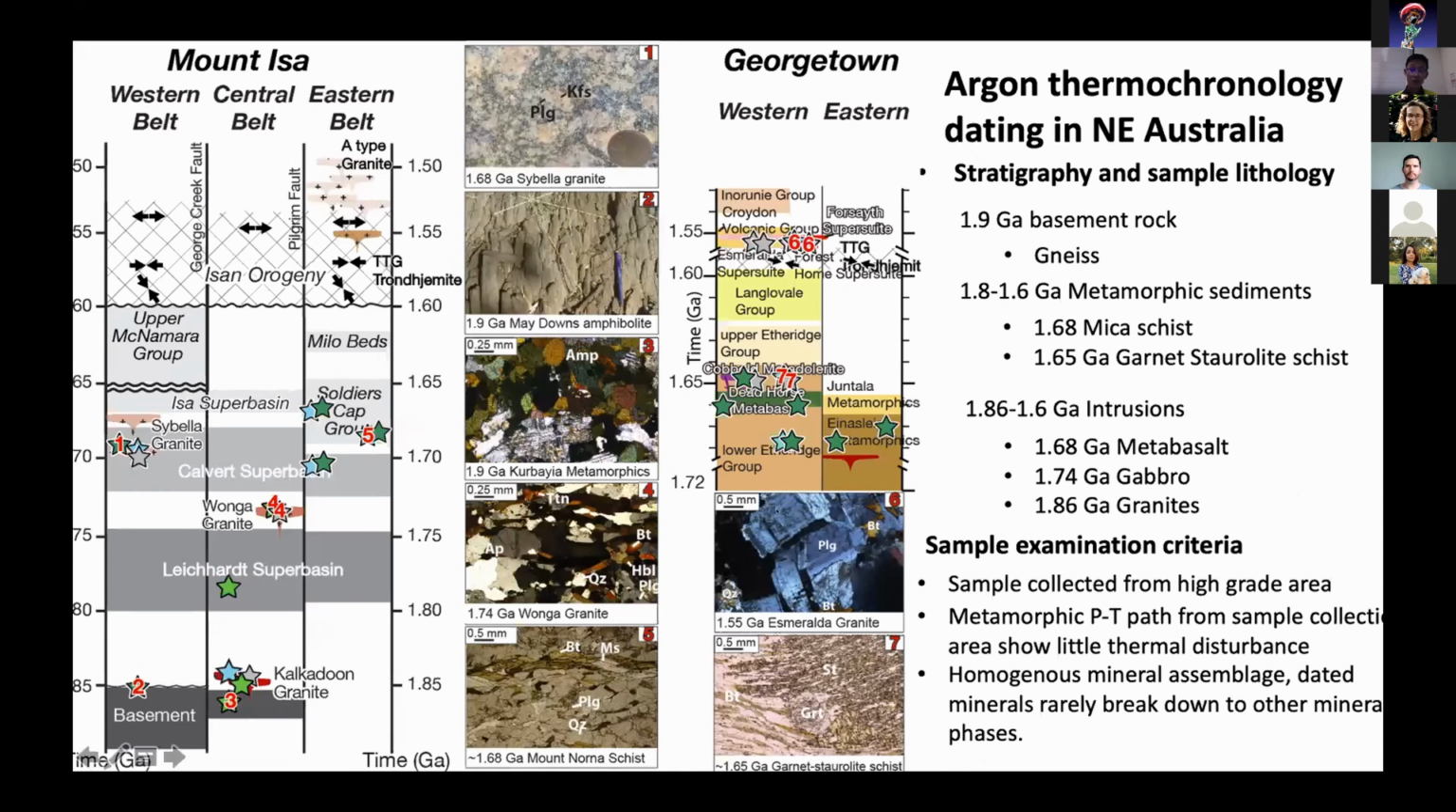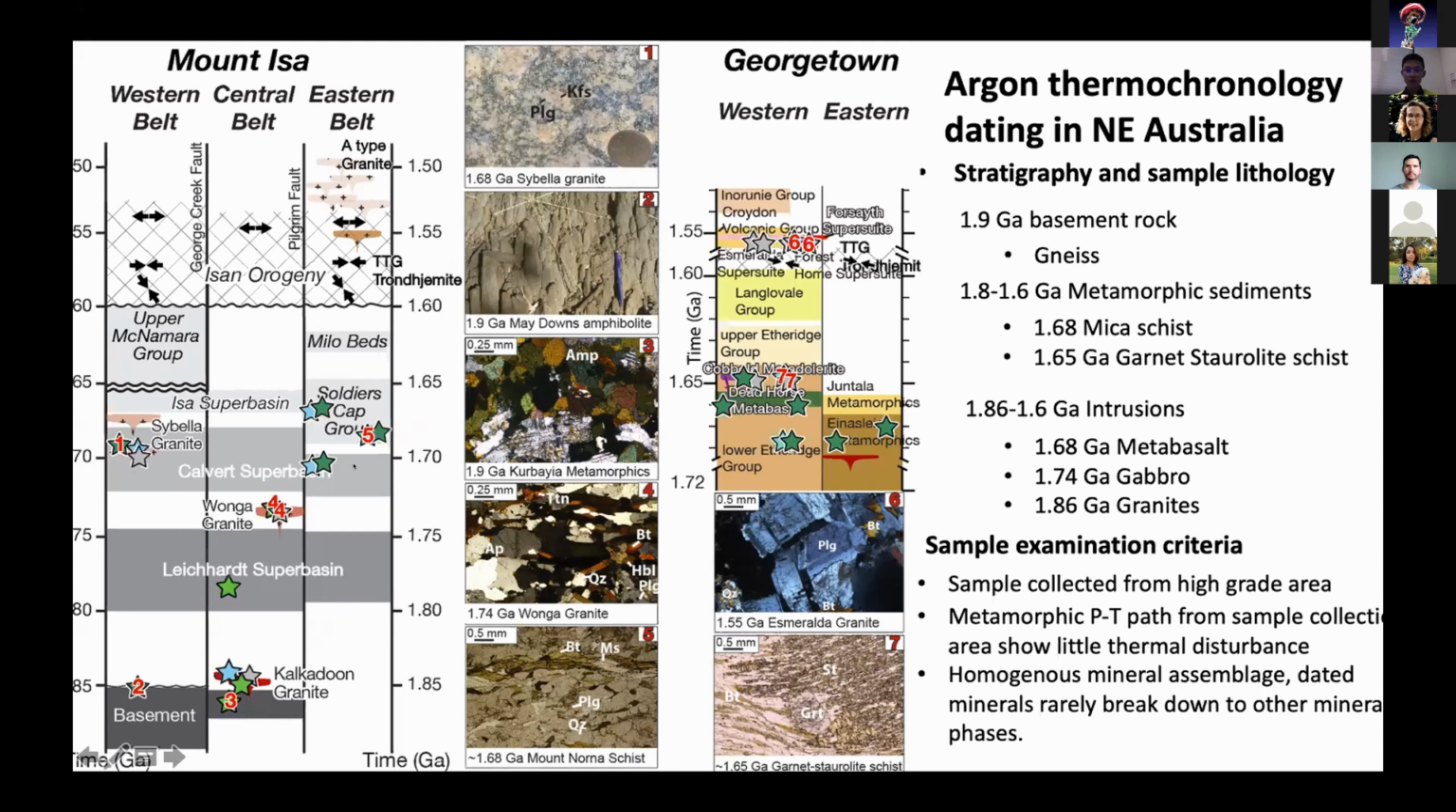And then, to give you a brief idea of what we have collected, this is a structural column for Mount Isa and for Georgetown. The time is from 1.9 to 1.55 Ga. So you have different belts, western, central, eastern. Georgetown also has different belts, but they are subject to the Isan orogeny, and then were intruded by 1.55 to 1.50 Ga granites. So we collected rock from the basement rock, from the granites, the Sybella granite, their country rock, and also across the Pilgrim Fault or Quamby Fault.